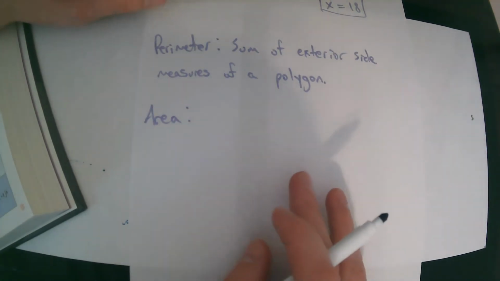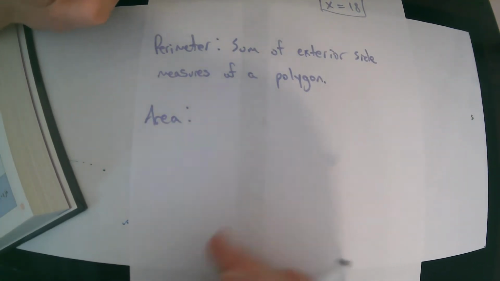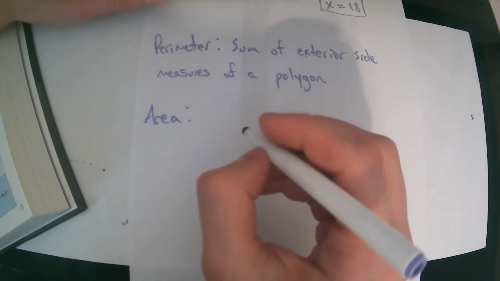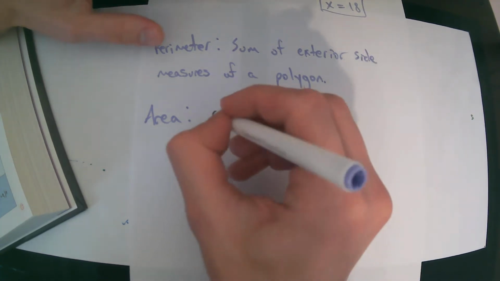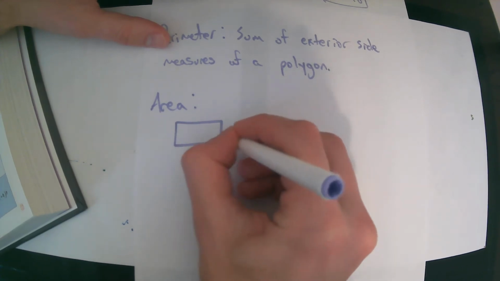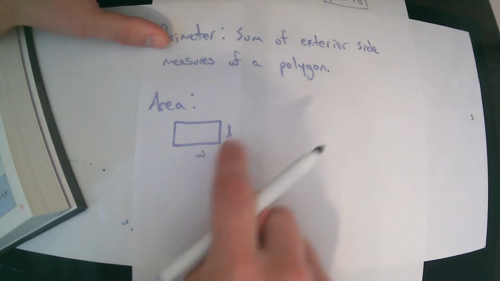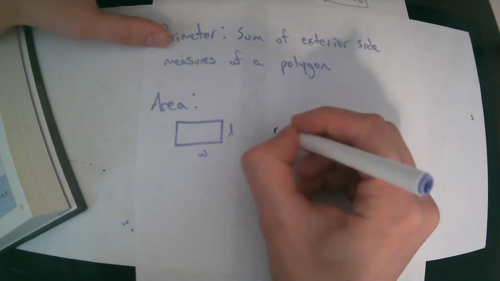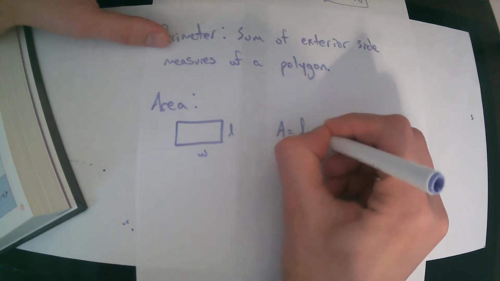Basically, for quadrilaterals, so for rectangles, squares, parallelograms, trapezoids, the area is basically going to boil down to length times width. So for rectangles, we have length by width. Those are the two measures, the two side measures. Area is going to be length times width.